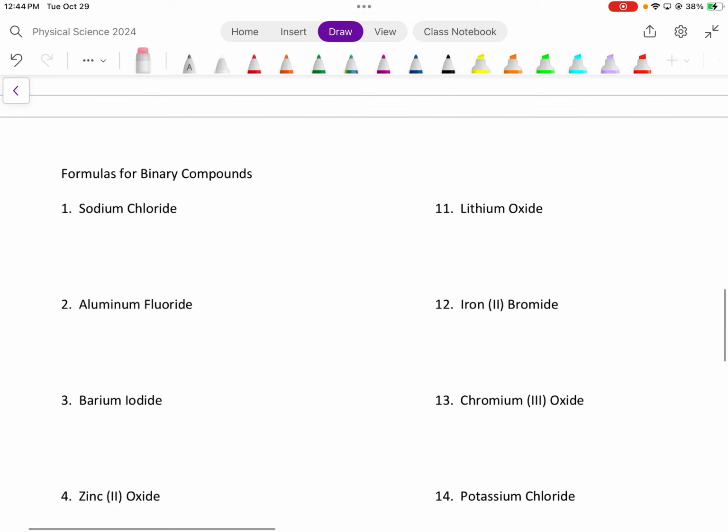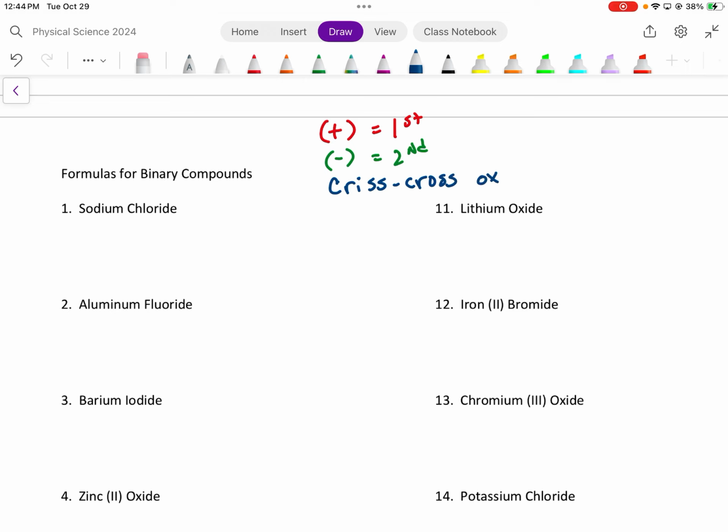And so just like before, positive element comes first, negative element comes second. And then we have to crisscross the oxidation numbers. So we know in terms of elements, for number 1, sodium chloride, sodium is positive, chlorine is negative.